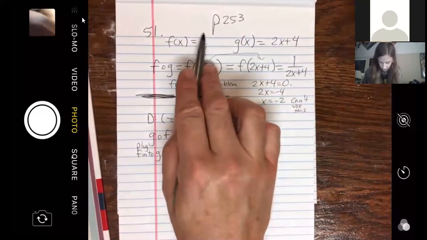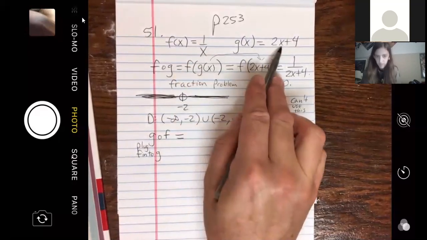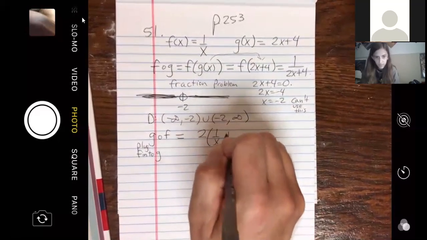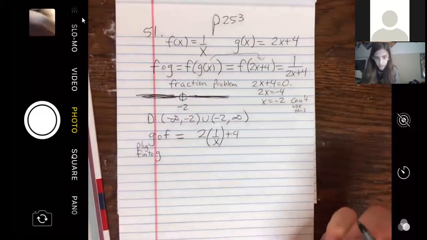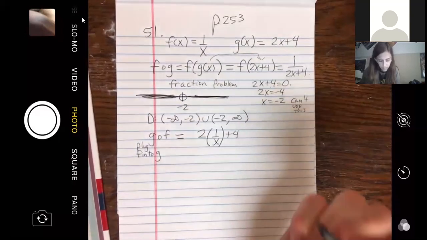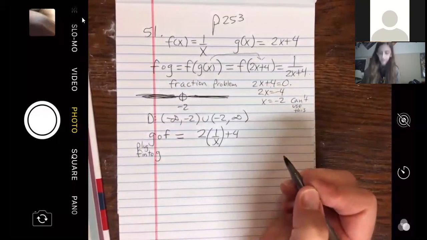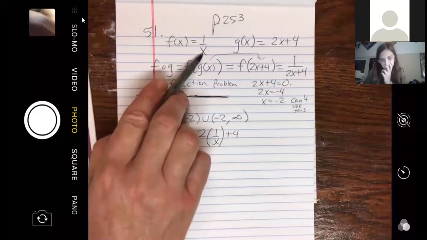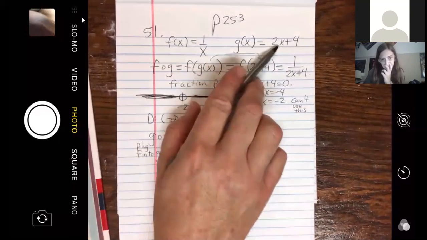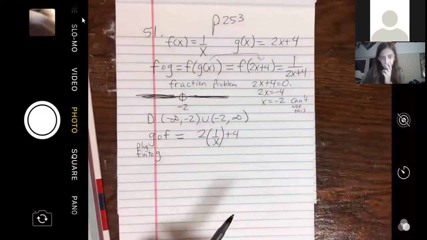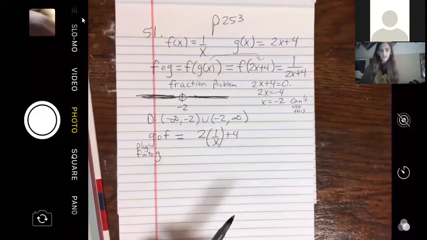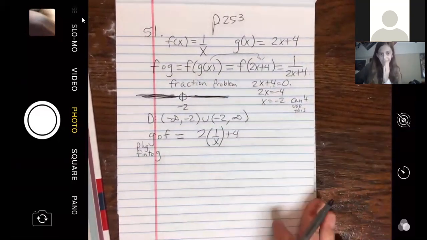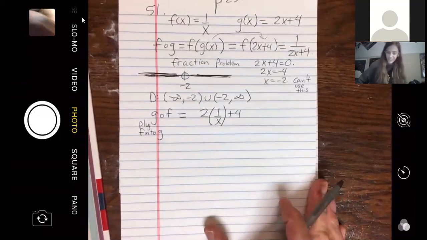So if I put F where the X is in G, can you tell I'm going to get twice 1 over X, add 4? Yes. I'm putting the formula for F wherever there's an X in G. Oh, okay. Yeah, I see it now. That is the secret. Now, if you want me to show you the steps, I'll be happy to. No, that's okay. That one was good.